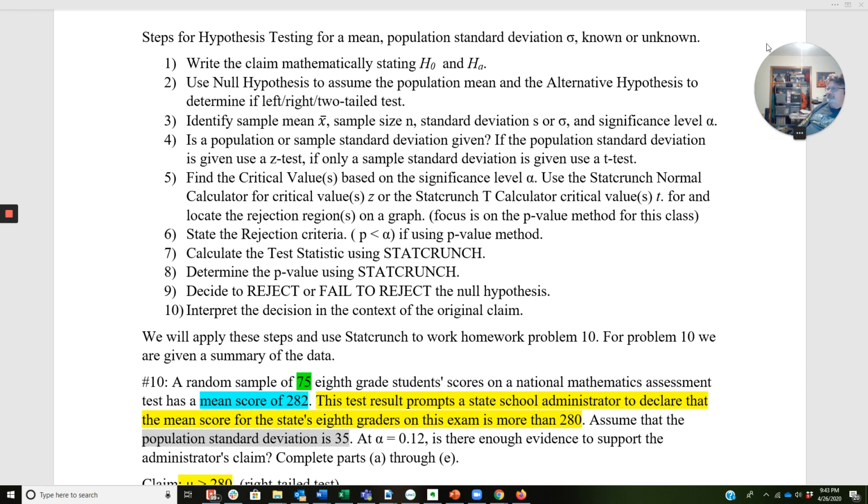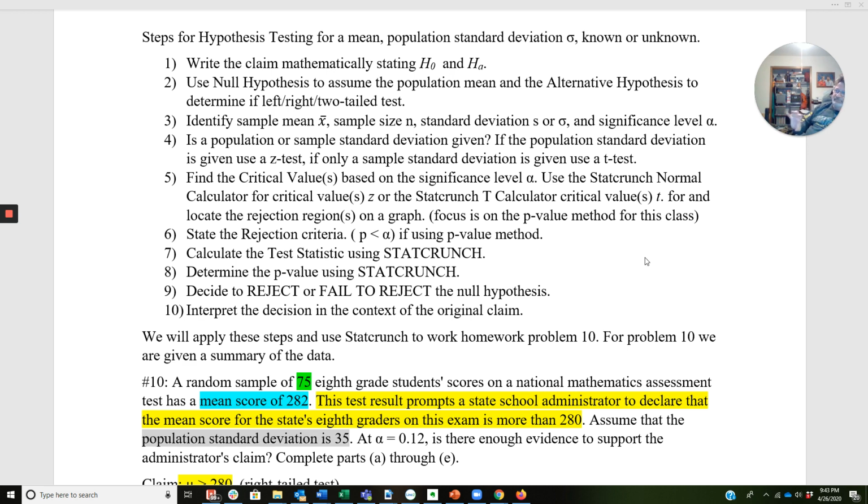Is a population or sample standard deviation given? If the population standard deviation is given, use a z-test. If only a sample standard deviation is given, use a t-test. That's the decision we'll be making. Find the critical value or values based on the significance level alpha. Use the Statcrunch normal calculator for critical values z or the Statcrunch t critical values for t, and locate the rejection regions on the graph.